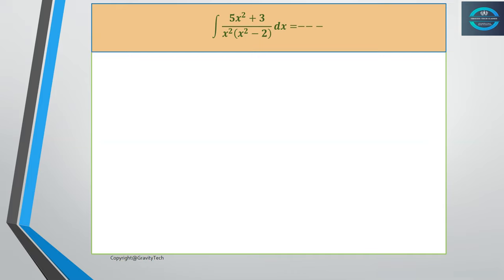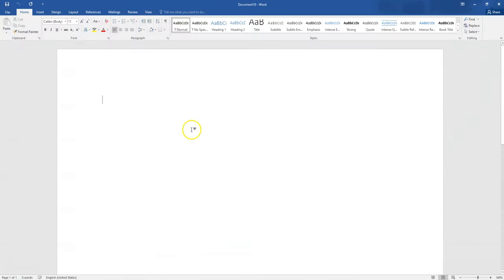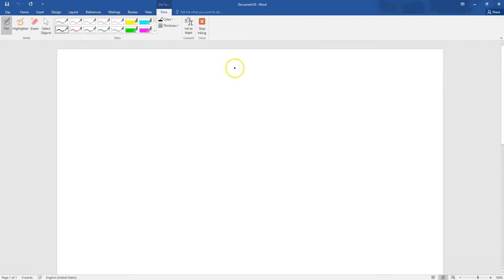Next question is the integral of 5x square plus 3 upon x square into x square minus 2 dx. How to solve this? Now this is the example of partial fractions. This is the example of partial fractions. Let's see now how to solve it, right? What they have given us, the example is I is equal to 5x square plus 3 upon x square into x square minus 2 dx.